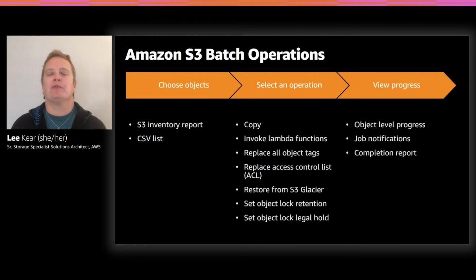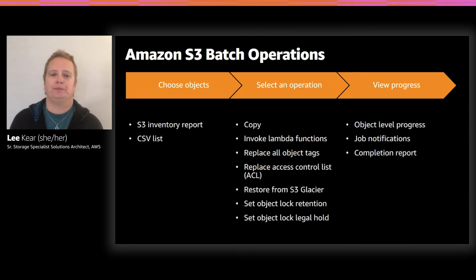S3 batch operations provides a scalable way to execute many common tasks across millions or billions of objects. Because it's a managed service, it runs in the background and will self-throttle to prevent any impact to your performance. You don't have to write code, set up server fleets, or figure out how to partition the work and distribute it among the fleets. Instead, you create a job in minutes with a couple of clicks, turn it loose, and sit back while S3 uses massive behind-the-scenes parallelism to take care of the work.